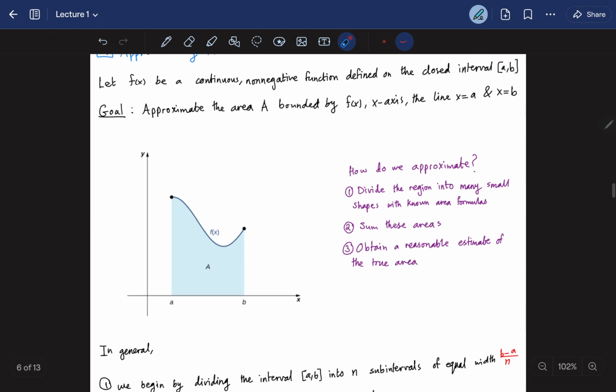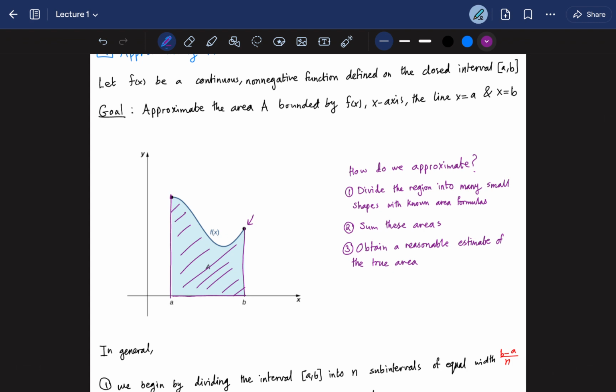So if you look at the graph here, I have the graph of f of x, which is this curve, and I want to approximate the area under this curve, which is all of this. So the area that I want to find is the area between the curve, the x-axis, and the lines x equals a and x equals b. So how do we approximate this?